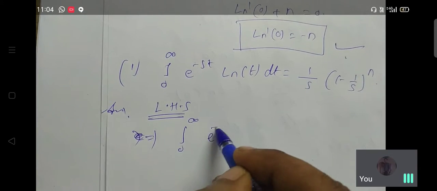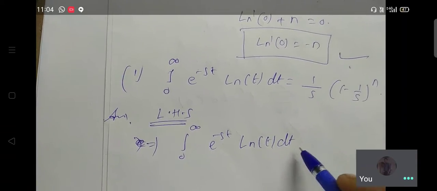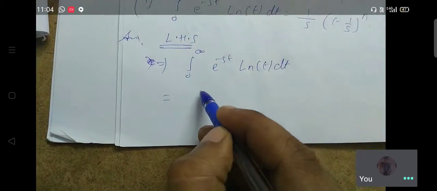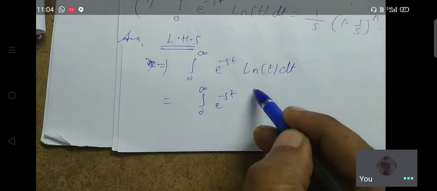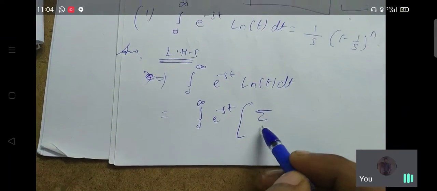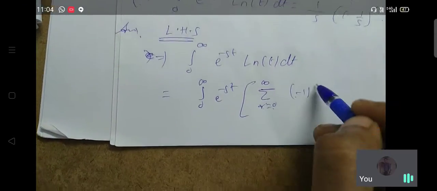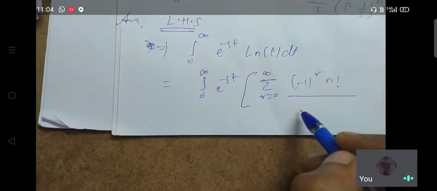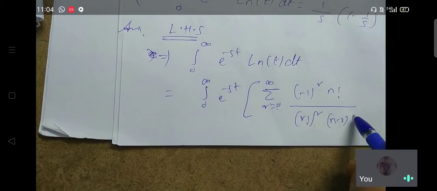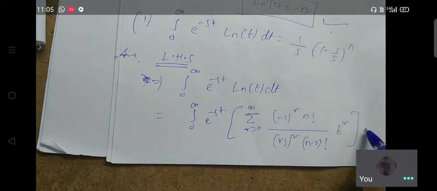The integral from 0 to infinity of e^(-st) Ln(t) dt is equal to the integral from 0 to infinity of e^(-st) times the expansion of Ln(t), which is the summation r equal to 0 to n of (-1)^r n! divided by (r!)^2 (n - r)! times t^r, dt. So the summation r equal to 0 to n of (-1)^r n! divided by (r!)^2 (n - r)!.